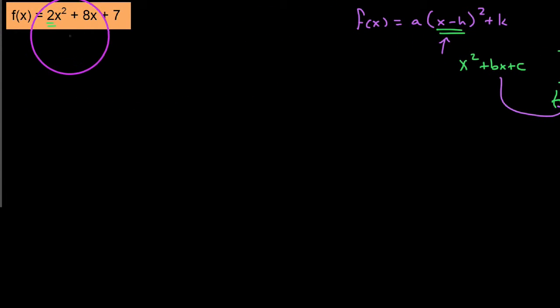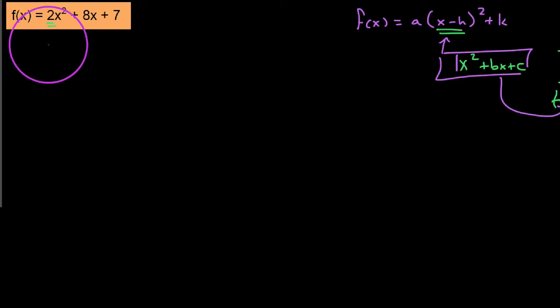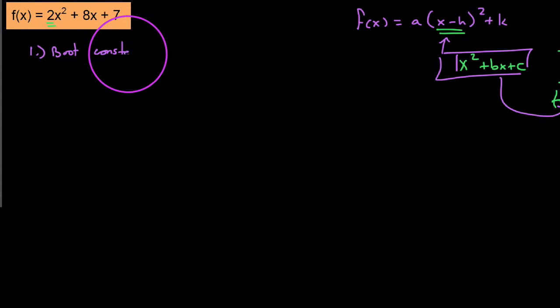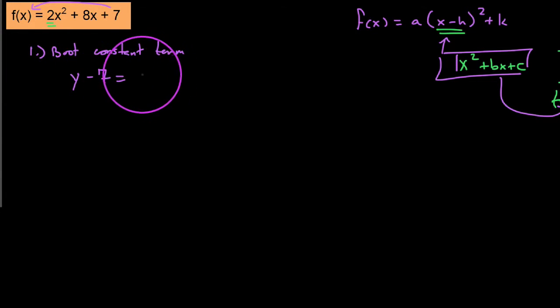So what we want to do in this video is look at what happens when we have an a value that is not equal to 1. Let's work with our completing the square process. Step number one was this: let's boot the constant term. When we say boot the constant term, the first thing we're going to do is send this constant term to the other side. So instead of writing f of x, I'm going to write y. We would say y minus 7 is equal to 2x squared plus 8x.